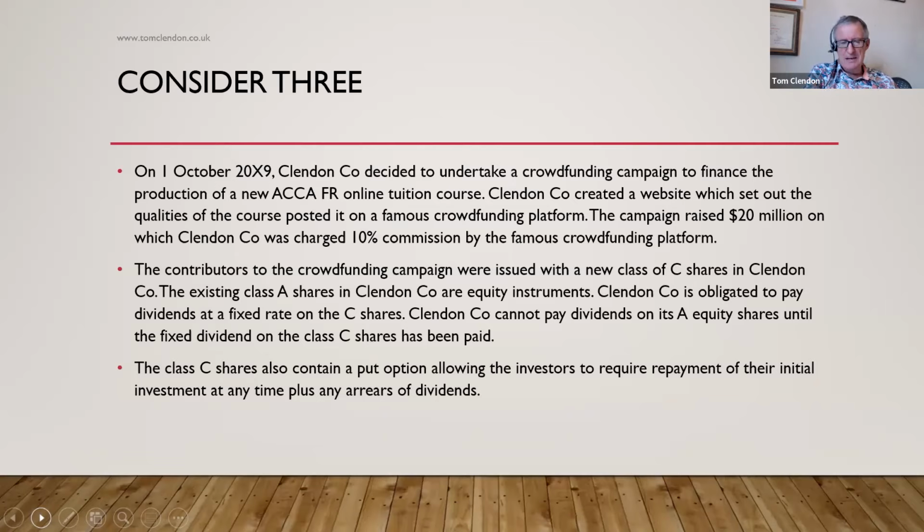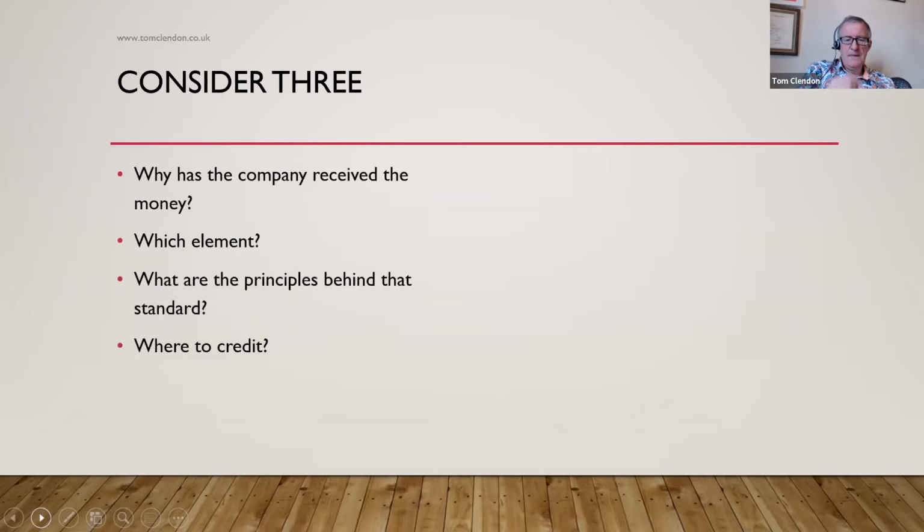This time it's 20 million. Again, there's 10% being charged. It's a Class C share, and in the Class C share, there is a fixed rate of dividend being paid. There's a prohibition around paying dividends on the A shares until the fixed dividend has been paid. The Class C shares contain a put option that requires repayment of the initial investment. So once again, we have the basic intellectual process that we need to go through.